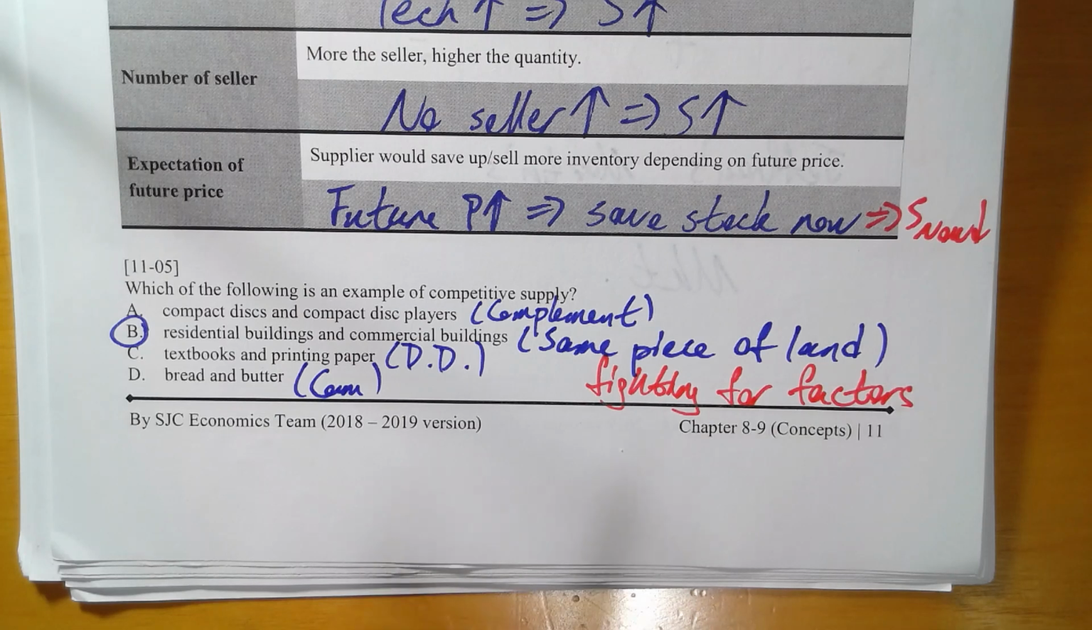Now, for the next video, we are going to talk about what happens when demand and supply meet up. We are going to talk about equilibrium and disequilibrium, shortage, surplus, and what happens when the price is too high, too low, etc.